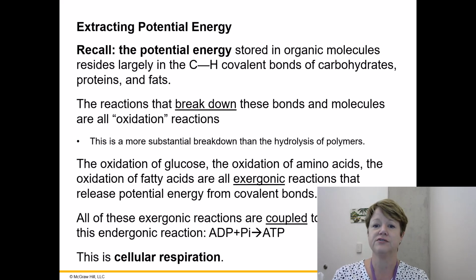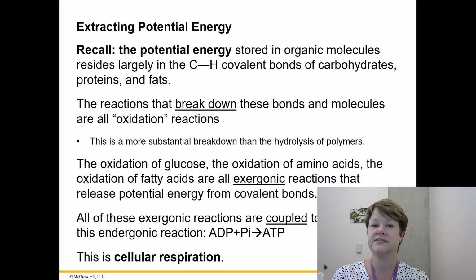But the oxidation of glucose, the oxidation of the amino acids, the oxidation of fatty acids, breaking those all down, those are all exergonic reactions. And that releases the potential energy from the covalent bonds. But the exergonic release of that energy is coupled to the endergonic reaction, particularly that we learned in Chapter 6, which is called the synthesis of ATP.